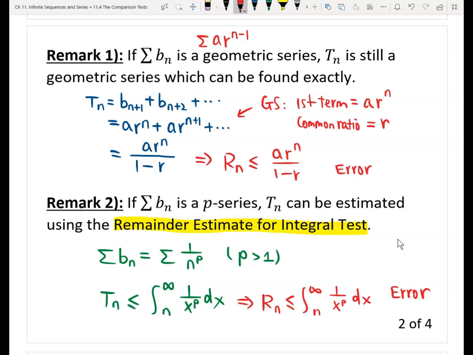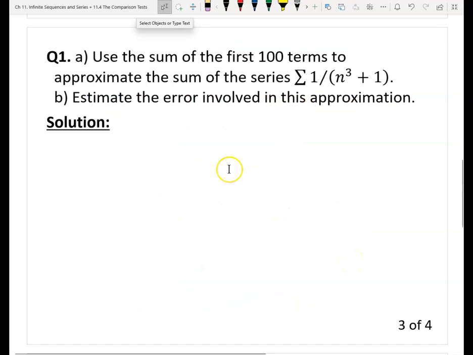Now let's practice questions together. This is the question, and we have two parts. The first part is to estimate the sum, and the second part is to estimate the error. So let's go to the first. How do you estimate the sum? We call it part A.